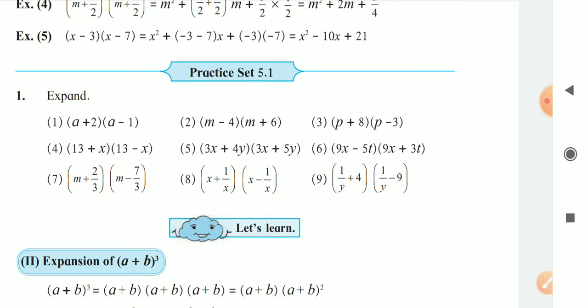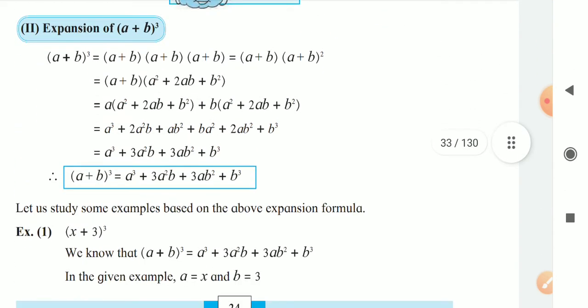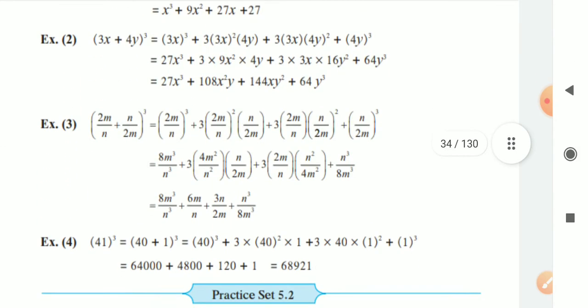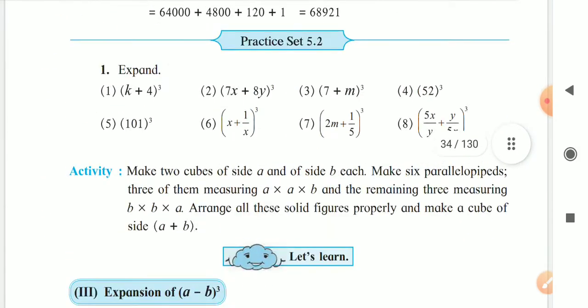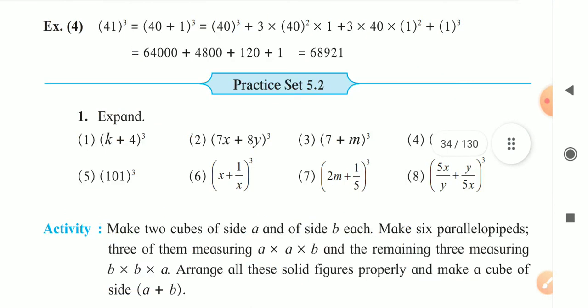After that we used the expansion formula of (a + b) whole cube. Its expansion is a cube plus 3a square b plus 3ab square plus b cube. And we solved examples of this also. That's all the examples, and I gave you homework 5.2 to solve.